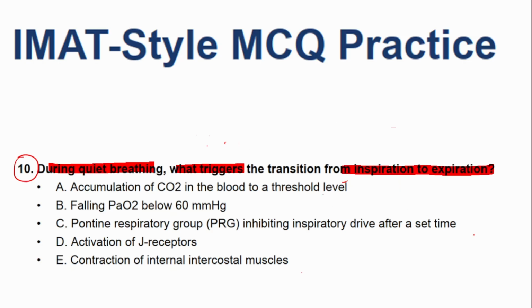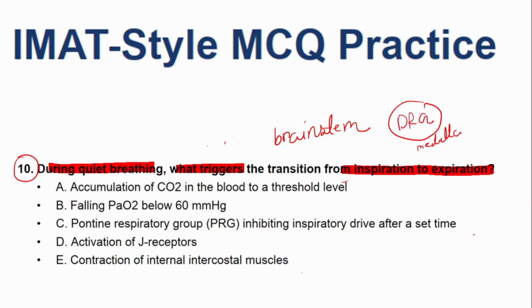Let's take a look at the neural centers that dictate when a breath ends. Normal quiet breathing is a rhythmic process driven automatically by the brainstem. The initial signal to inhale comes from the dorsal respiratory group, or DRG, located in the medulla. The DRG sends out a steady electrical signal that tells our primary inspiratory muscles like the diaphragm to contract.